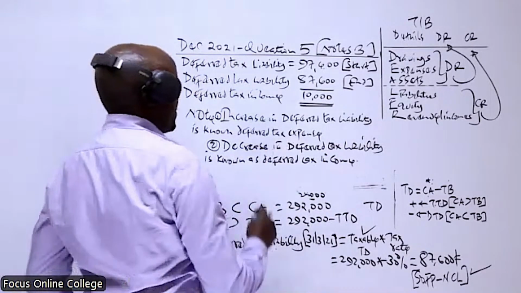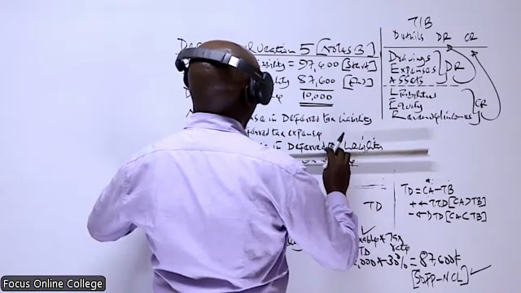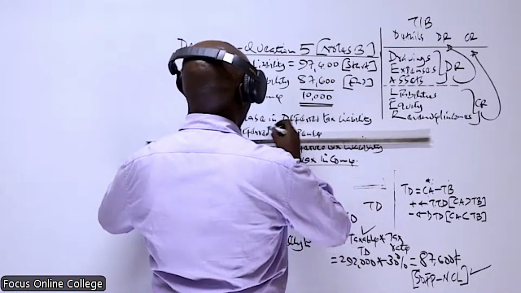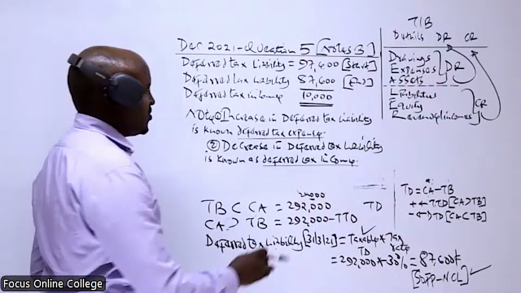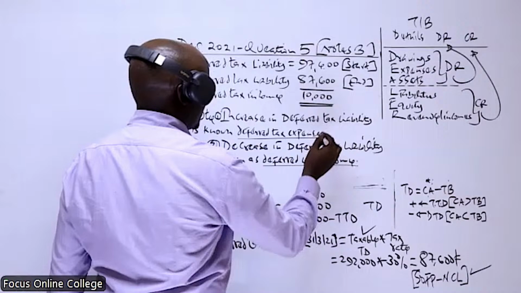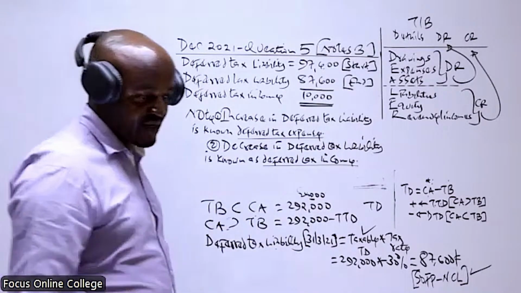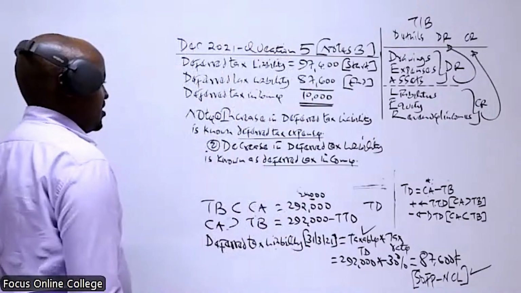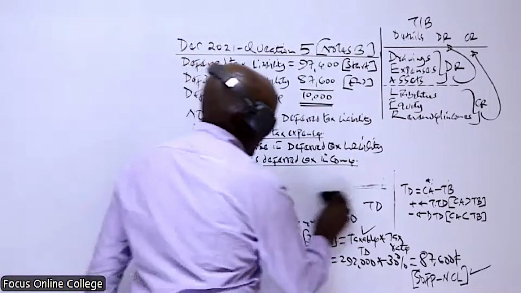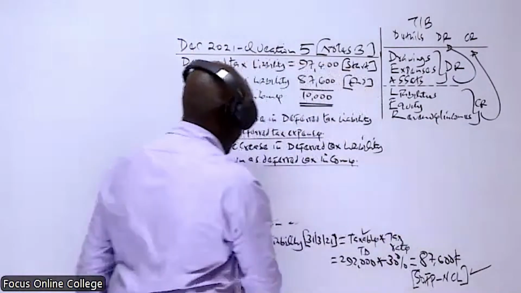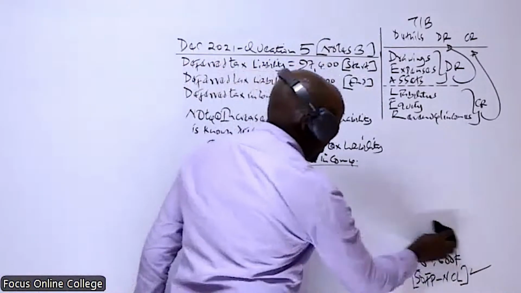Like what we have here, we have said this is a deferred tax income. But if, for example, we had an increase, that one is called a deferred tax expense. Is that clear? Yes, that is clear. I hope so.